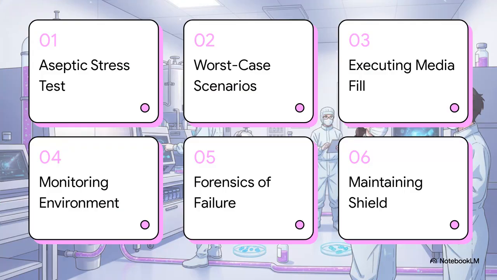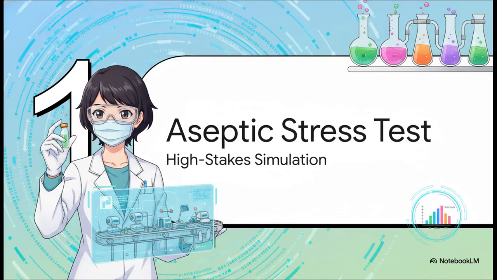Okay, here is our roadmap for today. We'll be covering 1. The aseptic stress test, 2. Designing worst-case scenarios, 3. Executing the media fill, 4. Monitoring the sterile environment, 5. Forensics of a failure, and finally, 6. Maintaining the sterile shield. Moving right into Section 1, the aseptic stress test, simulating high-stakes manufacturing.